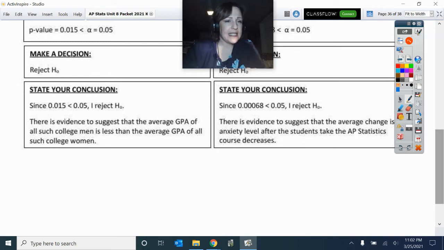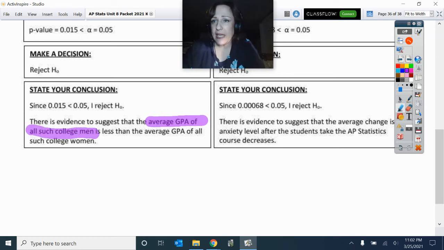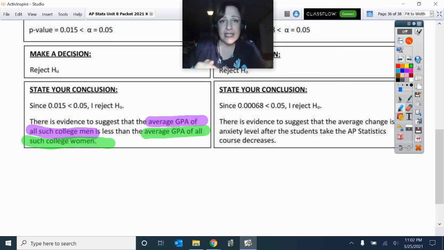So let's see. Since the p-value is less than alpha, I reject H0. So there is evidence that, watch this, the average GPA of such college men is less than the average GPA of all such college women. My language used the 2 different averages. Average of this is less than the average of that.